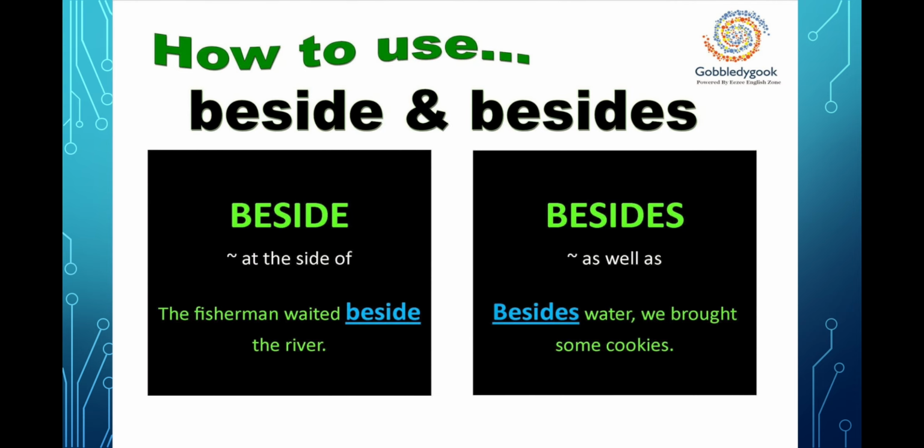Now we come to the usage of beside and besides. Beside is used at the side of. The fisherman waited beside the river. And besides means as well as. Besides water, we brought some cookies.